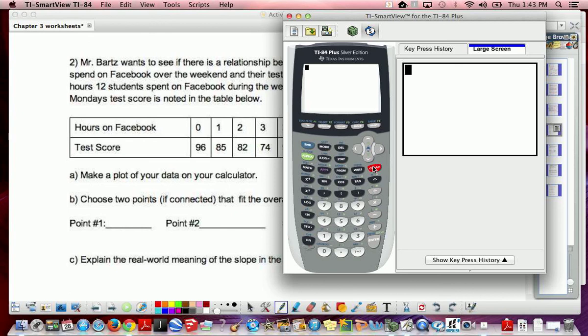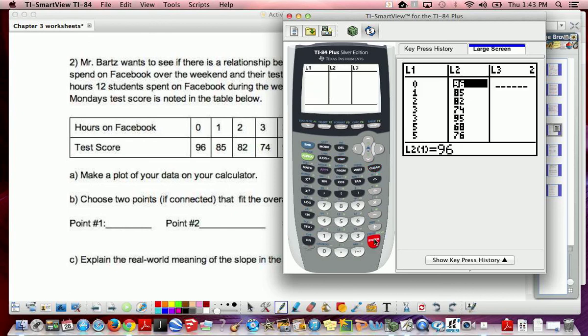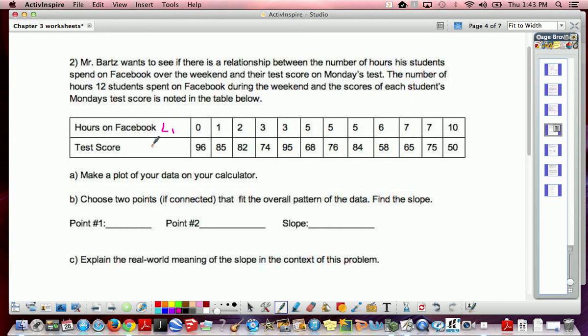So I'm going to clear off my screen here, but look for your stat key here and go to edit. And what you should do here is type in all the numbers for hours on Facebook into list 1 and type in all the test scores for list 2. You'll want to do that because it's going to make this problem a lot easier, especially for part A.